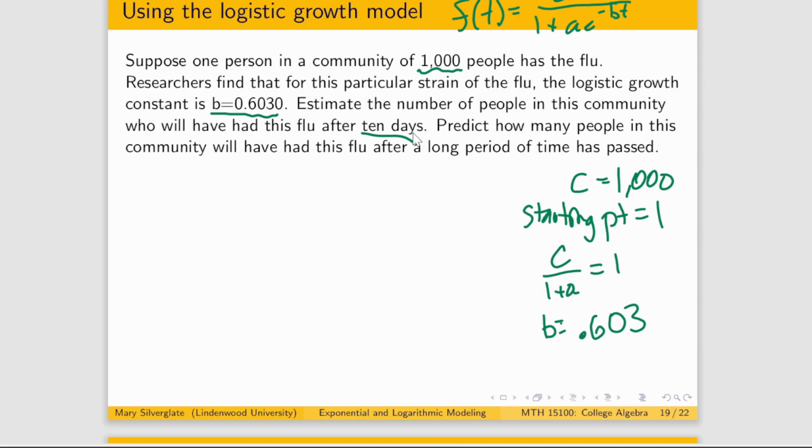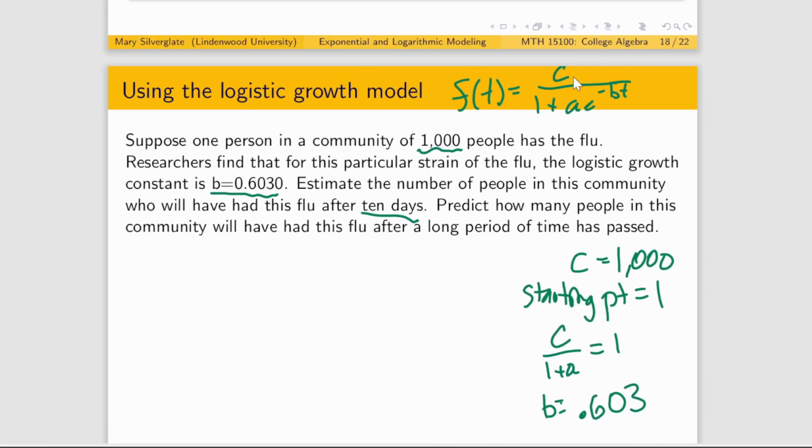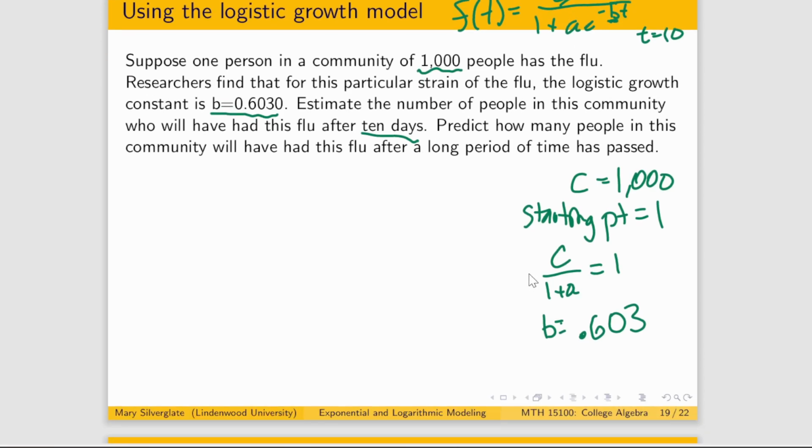Well, we want to estimate the number of people in this community that will have the flu after 10 days. So in order to plug into this model, we know C, we know B, we know that the T they want us to plug in is 10, but we don't know A yet. But we thankfully have a formula so that we can solve for A. We know C over 1 plus A has to equal 1, our starting point, and we know that C is 1,000. So we have 1,000 over 1 plus A is equal to 1. Then I can solve for A. In order to solve for A here, I want to get it outside the denominator, so I want to multiply both sides by that denominator.